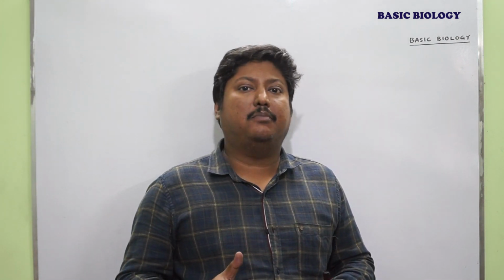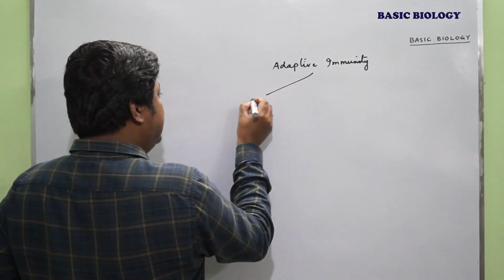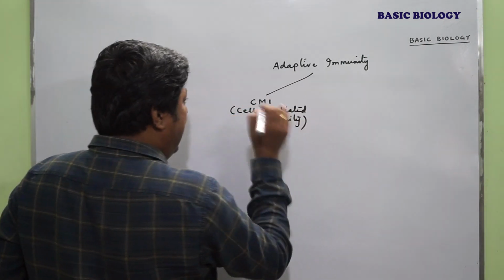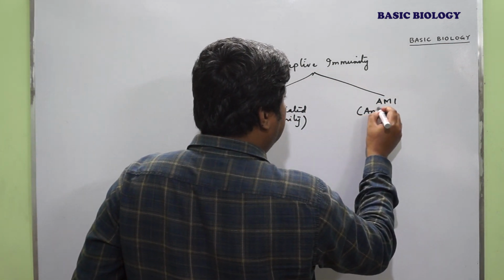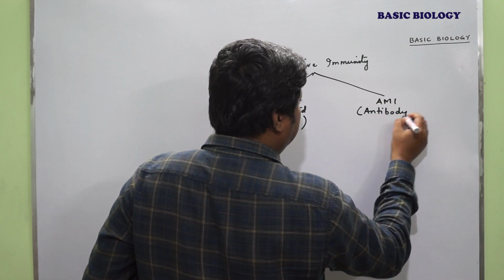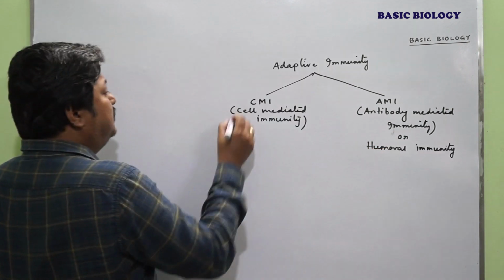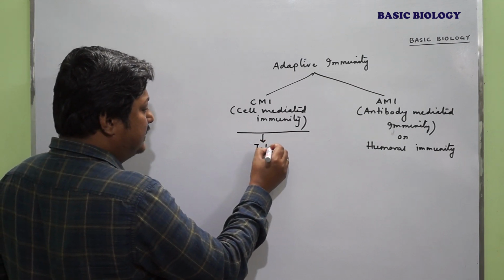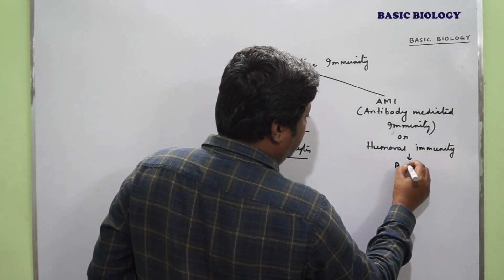An effective adaptive immune response is mediated by two kinds of immunity. One is CMI, that is cell mediated immunity, and another one is AMI, that is antibody mediated immunity. It is also known as humoral immunity. Now, cell mediated immunity is mediated by T lymphocytes, and humoral immunity is mediated by B lymphocytes.